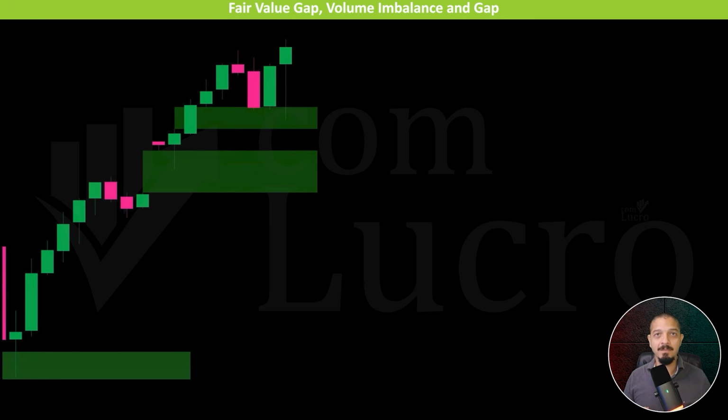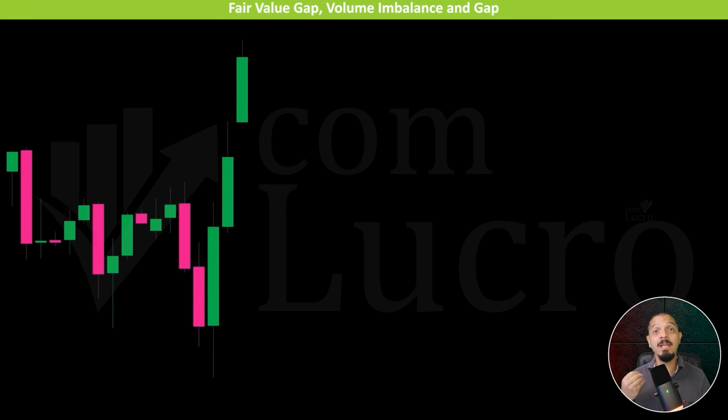It is also worth noting that the current candle is reacting to a fair value gap that formed immediately after the upward gap. Staying with the dollar index, but now shifting to the 4-hour chart, we can see a clear example of a volume imbalance.